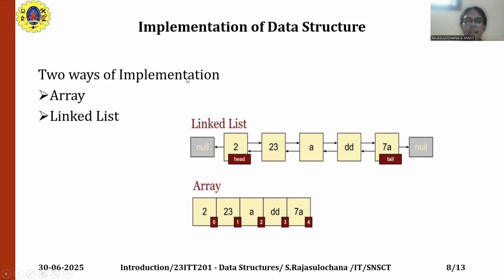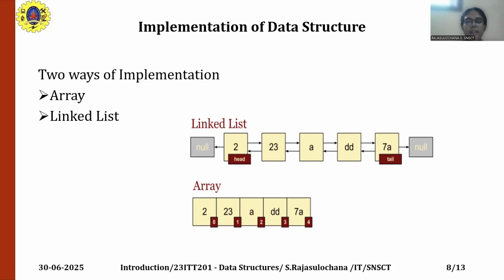Another drawback of array implementation is, if you look at this figure, the size of the array is 5, which means I can store a maximum of 5 elements or fewer. But if I want to insert a sixth element into this array, expanding the size of the array will be a difficult process. So array size cannot be resized. That is another major drawback of array implementation. To overcome these drawbacks, we go for linked list implementation.